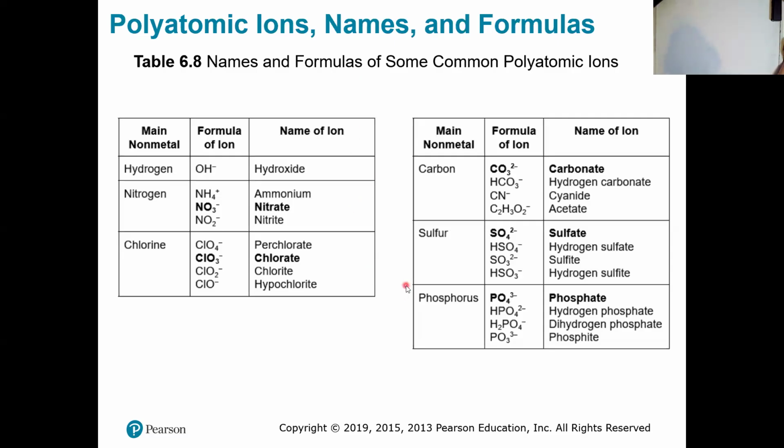You can see the way that they're grouped here. They're trying to group them for you based on the main nonmetal that is the focus of the particular polyatomic ion. That main nonmetal is usually found somewhere in the name of the polyatomic ion. So you see sulfur, sulfate, sulfite, phosphorus, phosphate, phosphite. You'll see that kind of similarity there.